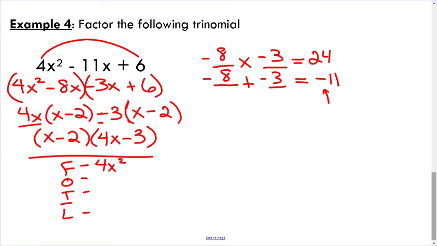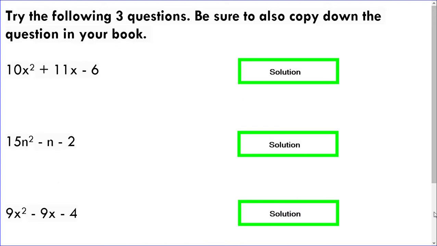So first terms would be 4x squared. Now my outside terms are minus 3x. My inside terms are minus 8x. There we go, because now I'm getting these back. And then I've got plus 6. So factoring hard trinomials or factoring type 2 trinomials, they do take a little bit of work to get through and practice to go through.